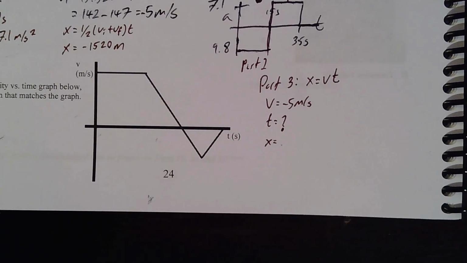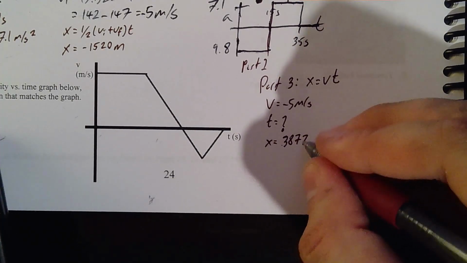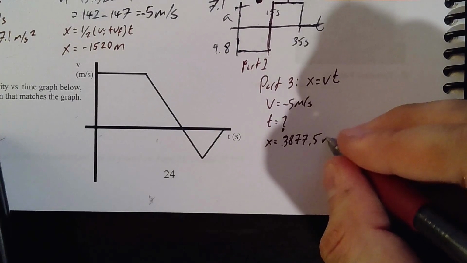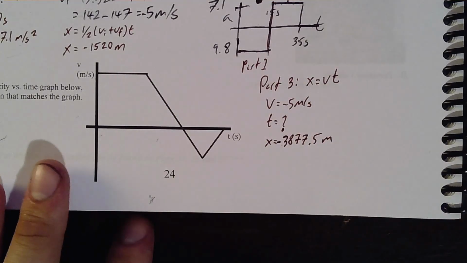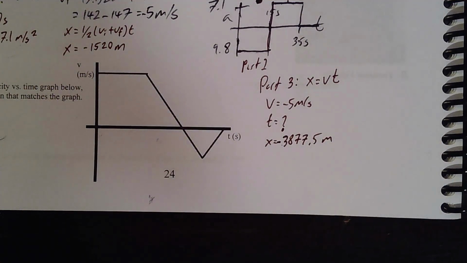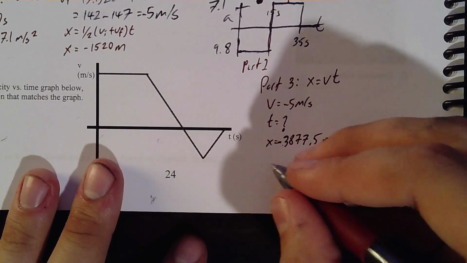It's this plus 102.5, minus 6,500. X is going to be 3,877.5 meters. We know that this is going to be falling that amount, so we're going to be going negative that amount as we go through with this. So now we can calculate for our t.